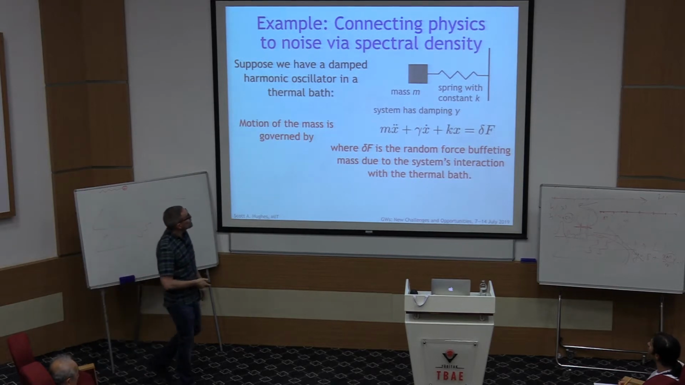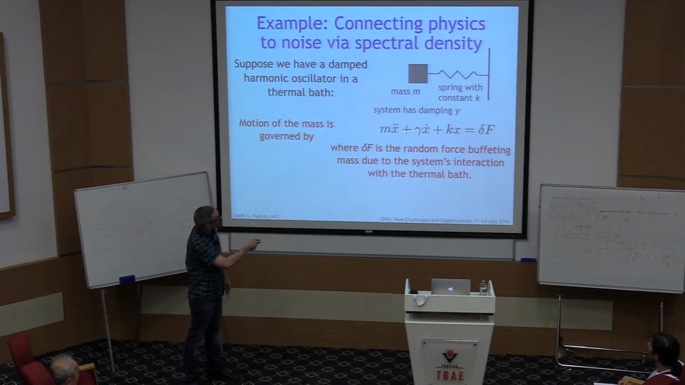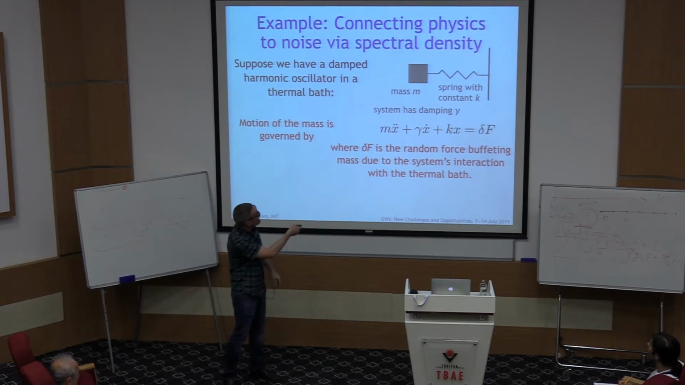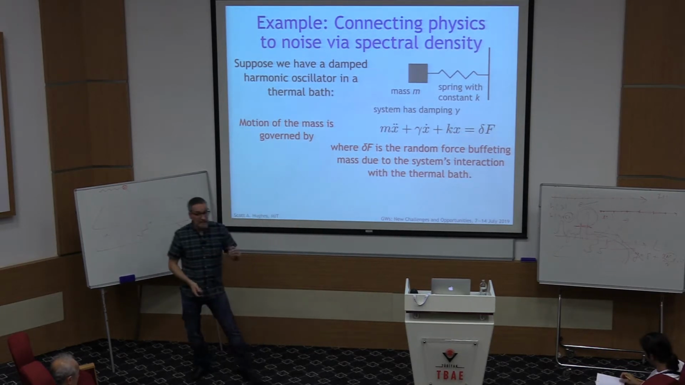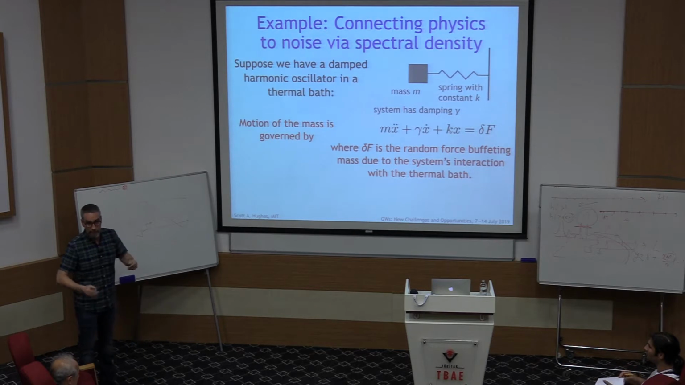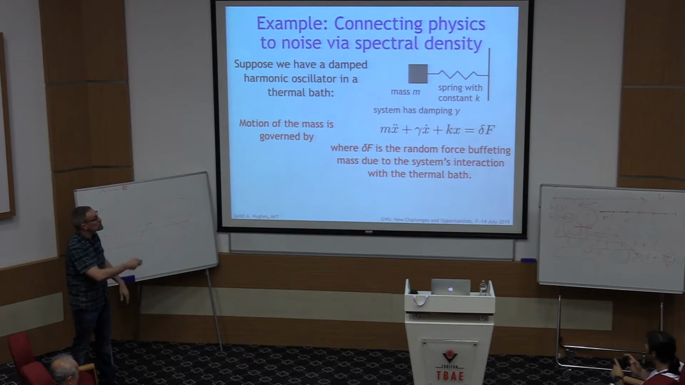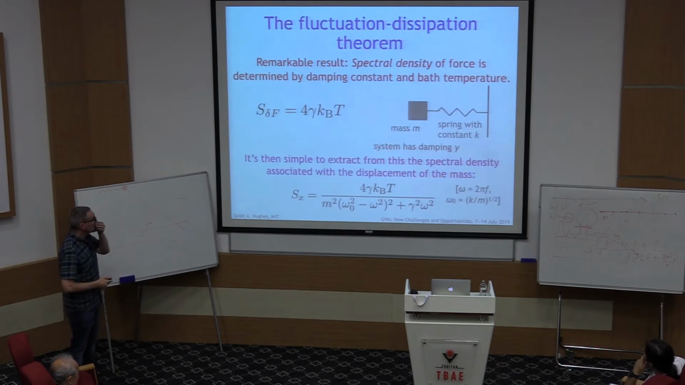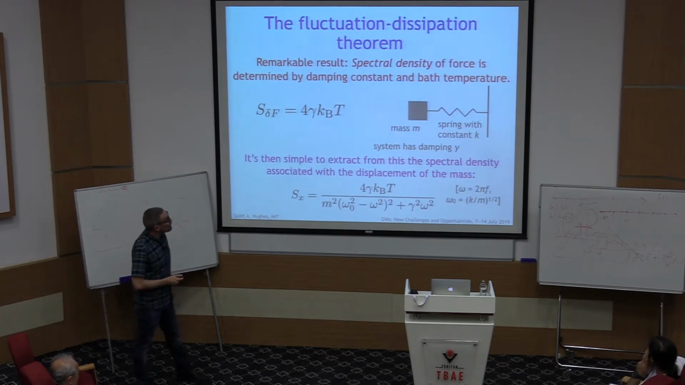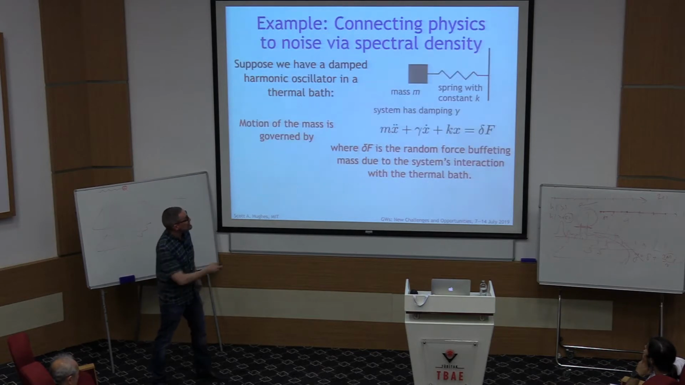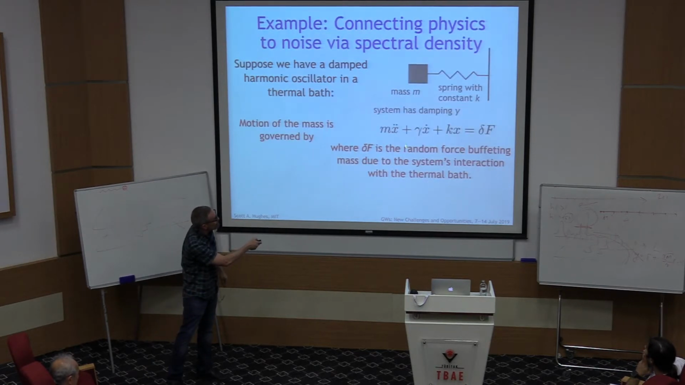Okay? And so the motion of this thing is going to be governed by the following differential equation, where gamma is a damping associated with the mass spring system. And the delta F here is essentially a noise force. So this is the force that's due to all the various elements of the thermal bath that are buffeting this mass spring system. There is a remarkable theorem that essentially connects the properties of the damping to the properties of the random force that is buffeting this.